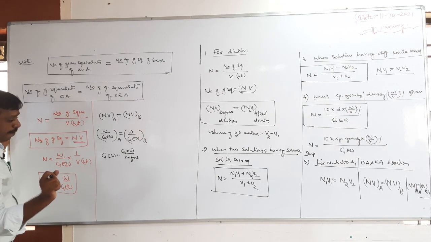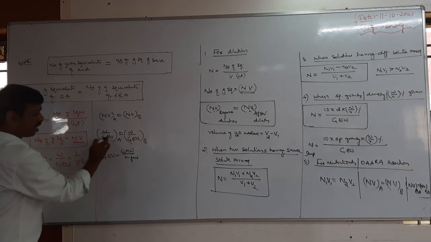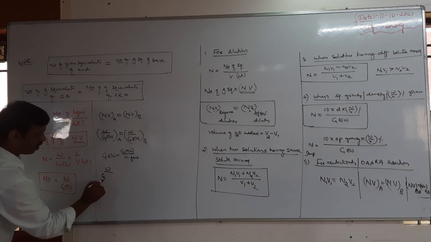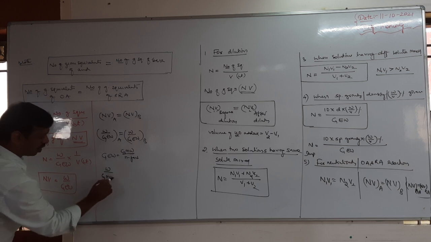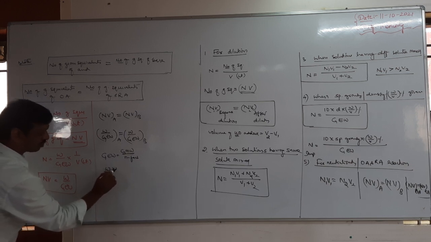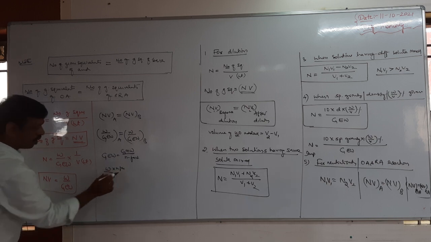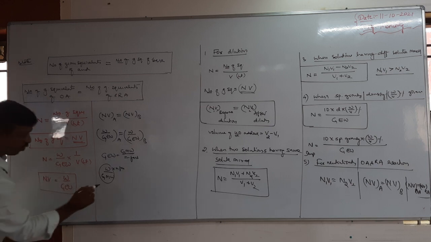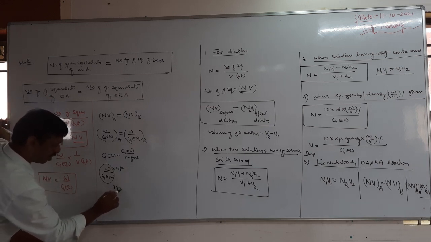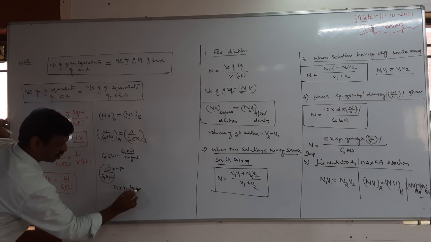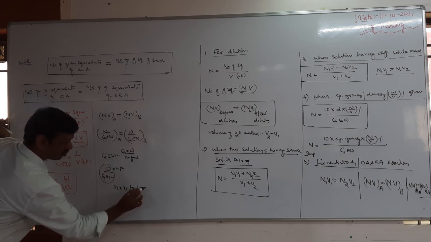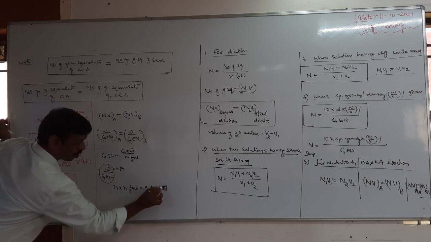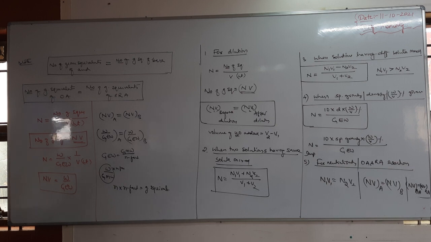So in place of gram equivalent weight, can I write weight as it is, and gram equivalent weight is nothing but gram molecular weight by N factor. But weight by gram molecular weight is equal to what? Number of moles. Therefore, can I write number of moles into N factor is also equal to gram equivalent. So now I'll write gram equivalent.